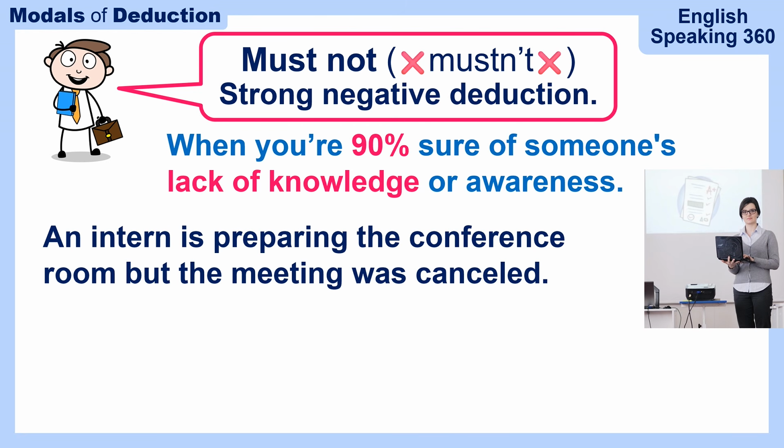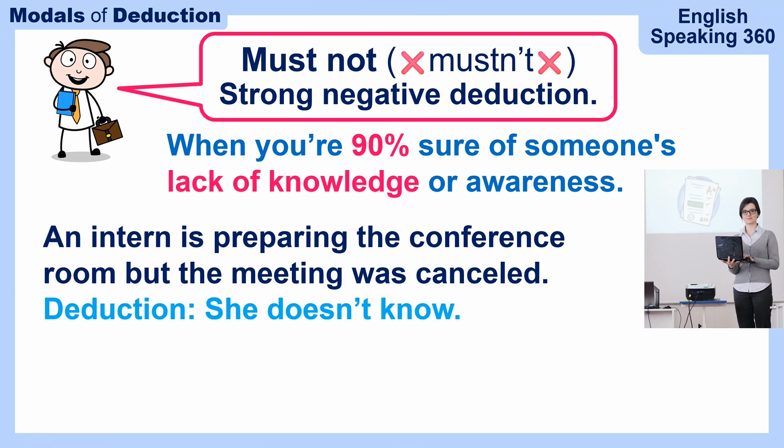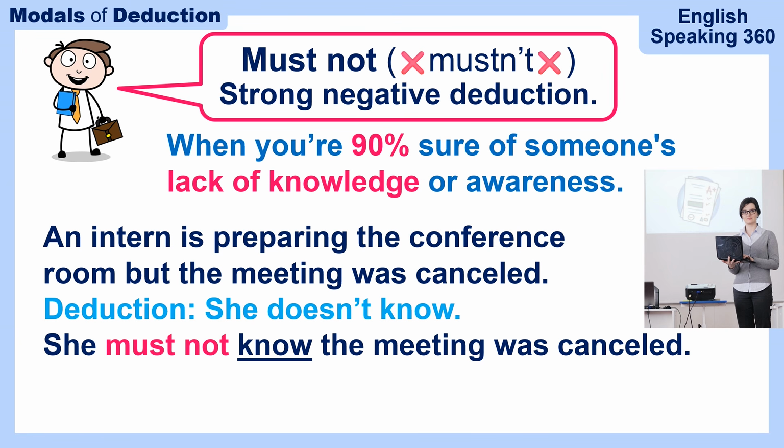Here's an example for lack of knowledge. An intern is preparing the conference room, but the meeting was canceled. So you know that the meeting was canceled, but the intern is preparing the conference room as if there would be a meeting. So what is your deduction? She doesn't know that the meeting was canceled. So what do you say? You say, ha ha ha ha, I'm not gonna tell her. No, you say she must not know the meeting was canceled.